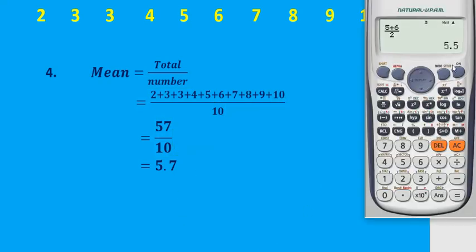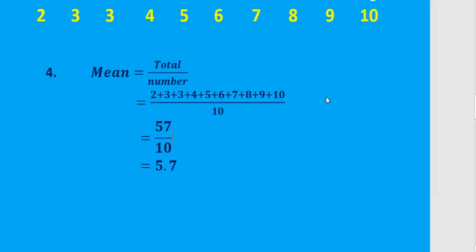And of course, if you divide 57 by 10, that will give you 5.7. Okay, I think that is pretty straightforward.